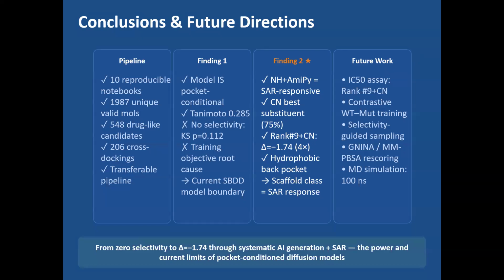In conclusion, the model TargetDiff is pocket-conditional but can't differentiate mutation pairs. It's a training objective limitation. But SAR closed that gap, with delta minus 1.74 and drug-likeness exceeding all approved references. The next step will be IC50 validation, and on the model side, contrastive training on mutation pairs is the most promising direction.